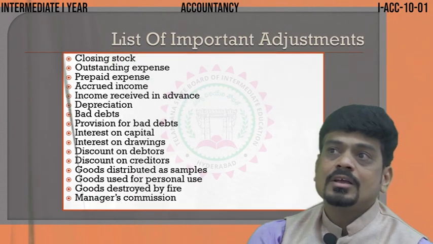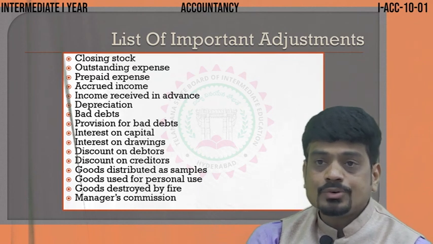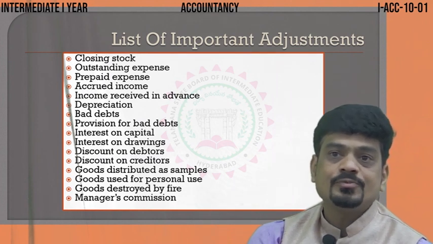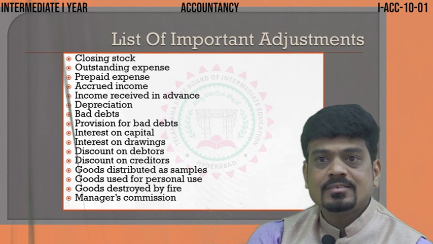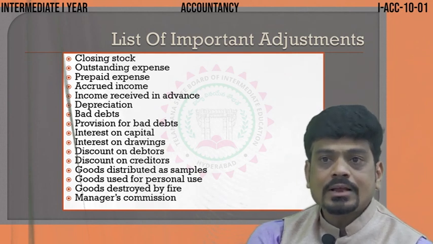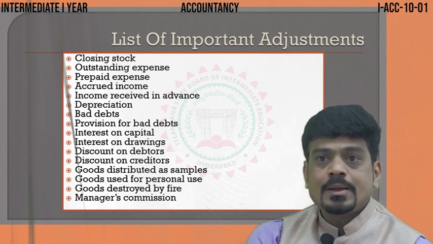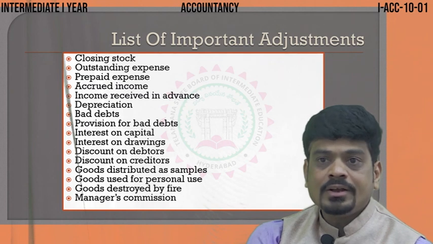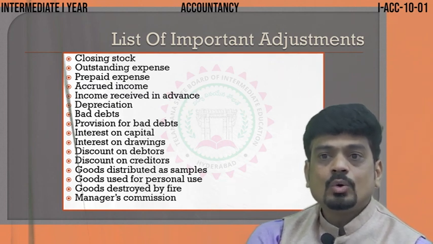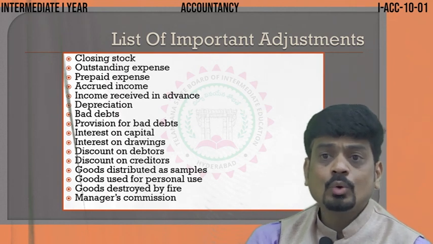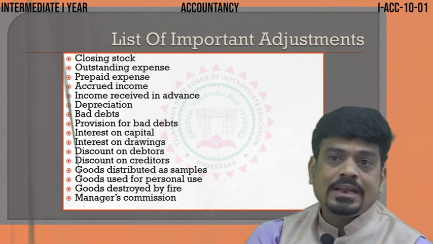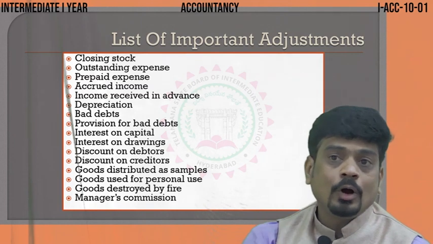Then, here are the important adjustments. As I told you in the previous session also, about 15 adjustments you can see. The first one is closing stock, outstanding expense, prepaid expense, accrued income, income received in advance, depreciation, bad debt, provision for bad debt, interest on capital, interest on drawings, discount on debtors, discount on creditors, goods distributed as samples, goods used by businessmen for personal use, goods destroyed by fire, and managers' commission. These are the few important adjustments.